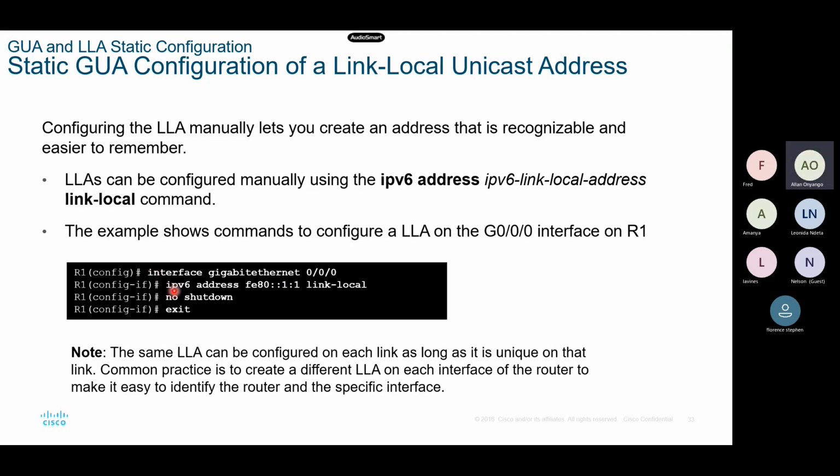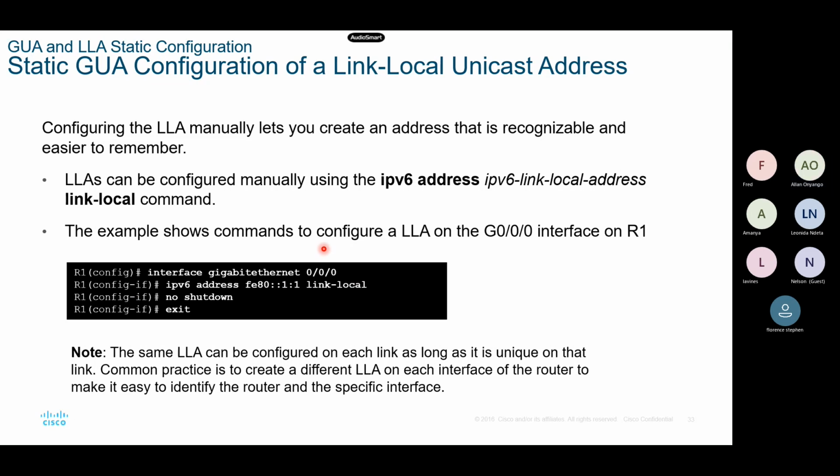Then IPv6 link local is different. You say IPv6 address FE80, you'll be given, of course, the link local will always be given, FE80::1:1. You must put the word link-local here. You must put the word link-local. Then you say no shutdown.